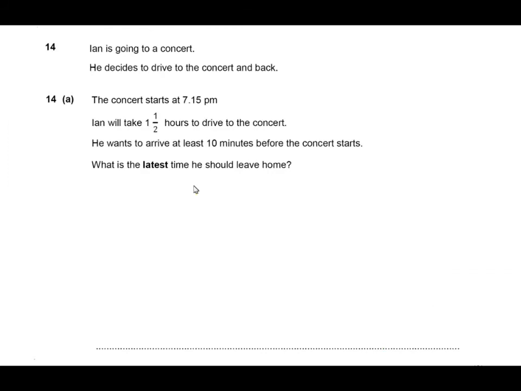So, question 14. Ian is going to a concert and he decides to drive to the concert and back. The concert starts at 7:15. Ian will take 1.5 hours to drive to the concert and then he wants to arrive there at least 10 minutes before the start. What's the latest time he should leave home? So we can use our step through time method to solve this. So his start time is 7:15.